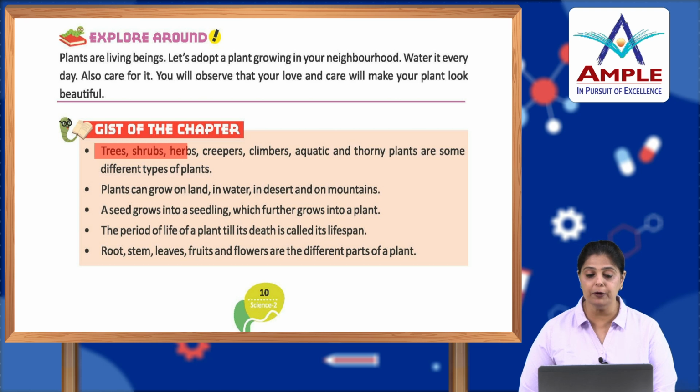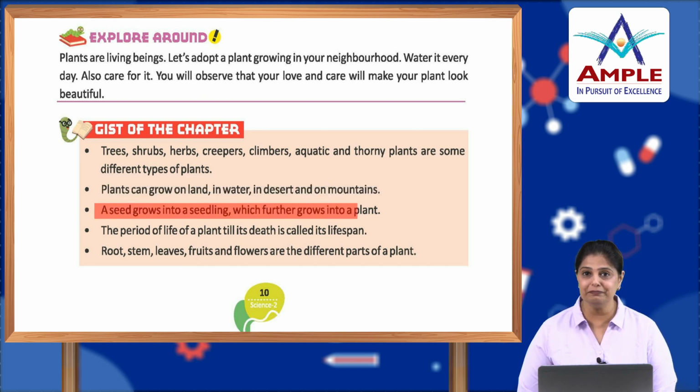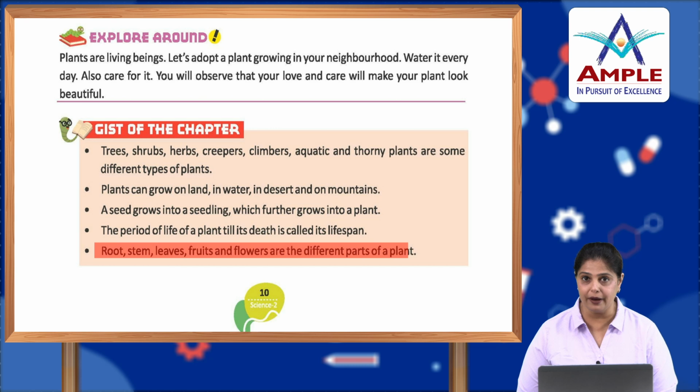Trees, shrubs, herbs, creepers, climbers, aquatic and thorny plants, they are some different types of plants. Plants can grow on land, in water, in desert and on mountains. A seed grows into a seedling, which further grows into a plant. The period of life of a plant till its death is called its lifespan. Root, stem, leaves, fruits and flowers are the different parts of a plant.